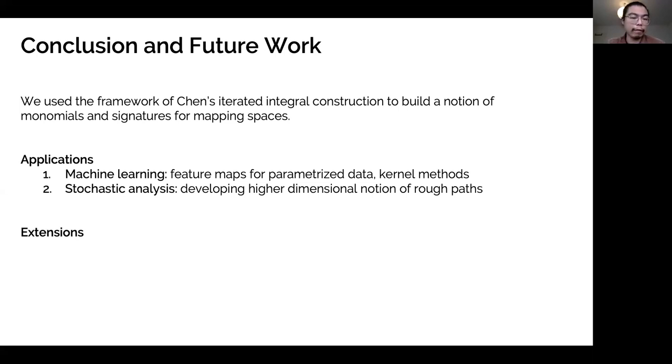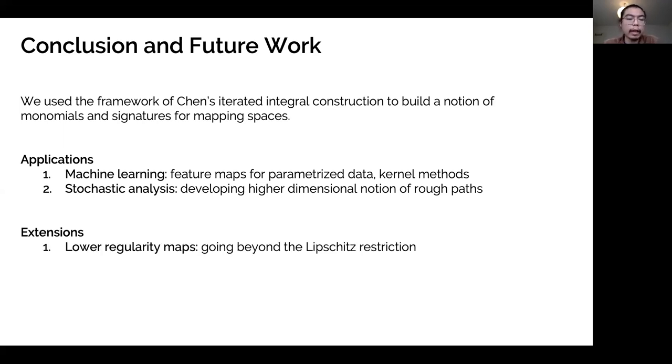And furthermore, we can talk about certain extensions of this work. Sort of connected to this application in stochastic analysis is to look into how we can go beyond this Lipschitz restriction. So in the case of the path signature, it turns out that we can actually go beyond the Lipschitz restriction a little bit without having to use the machinery of rough paths, and we're hoping to see that we can have a similar extension for these mapping space signatures.